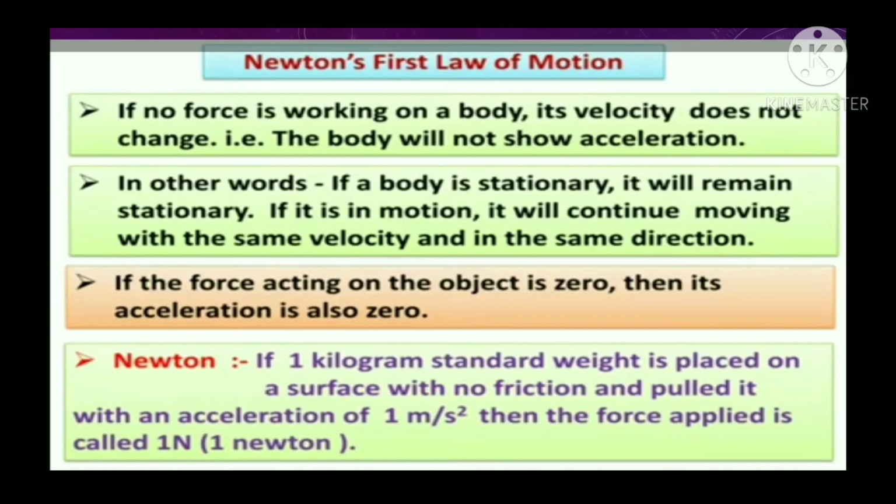Newton's first law of motion: if no force is working on a body, its velocity does not change. That is, the body will not show acceleration. In simple words, we can tell, if a body is stationary, it will remain stationary. If it is in motion, it will continue moving with the same velocity and in the same direction. If the force acting on the object is 0, then its acceleration is also 0. Newton explained, if a 1 kilogram standard weight is placed on a surface with no friction, means the surface is very smooth, a plain area, and you pull it with an acceleration of 1 meter per second square, then the force applied is called 1 Newton. Okay. So the force unit is 1 Newton.